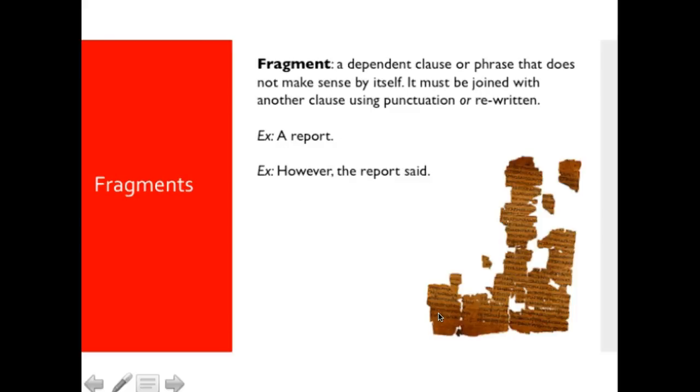An example of a fragment: a report. However, the report said. Both of those are not complete sentences. A report is just a subject, there's no verb. And the second one is a dependent clause. We're starting with however, and the report said, and then not telling anyone what the report actually said. So beware of these types of sentences in your papers.